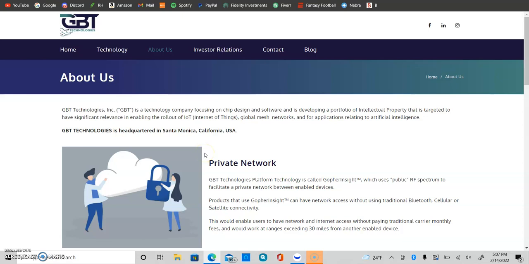You can see they're a technology company focusing on chip design and software, and they're developing a portfolio of intellectual property that is targeted to have significant relevance, enabling the rollout of IoT, which stands for Internet of Things, global mesh networks, and for applications relating to artificial intelligence. And that's kind of the main focus or the main aspect of their business, is artificial intelligence or AI.